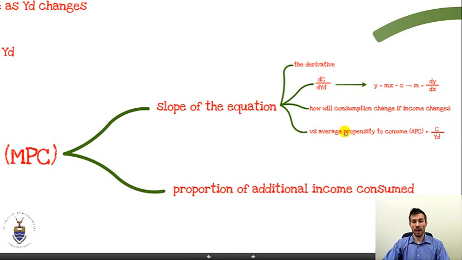Not to be confused with the average propensity to consume, which is simply consumption divided by YD. In other words, the average amount of our income which we spend on consumption. The marginal propensity to consume gives us the proportion of additional income consumed, right? The key being additional. How does C change if YD changes?